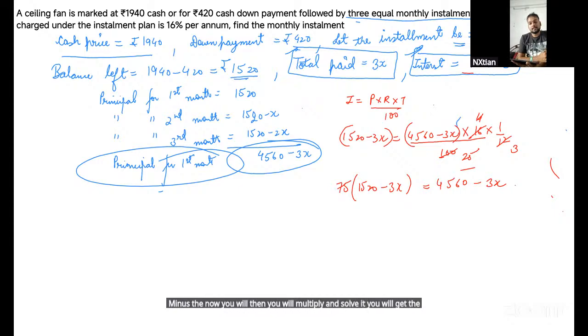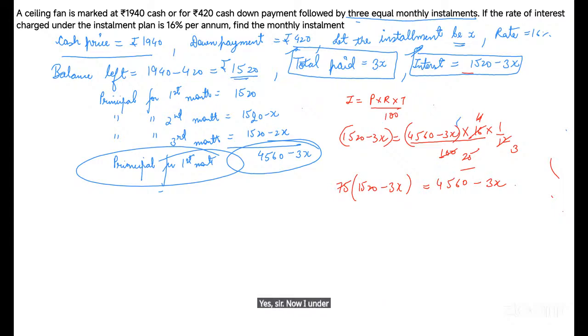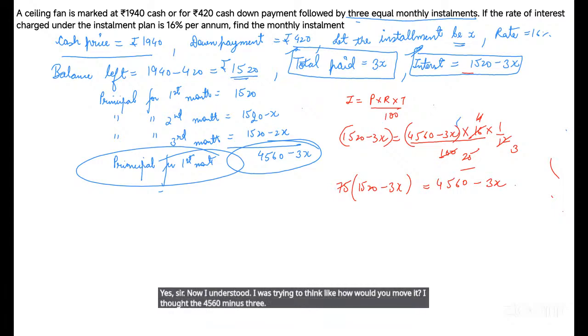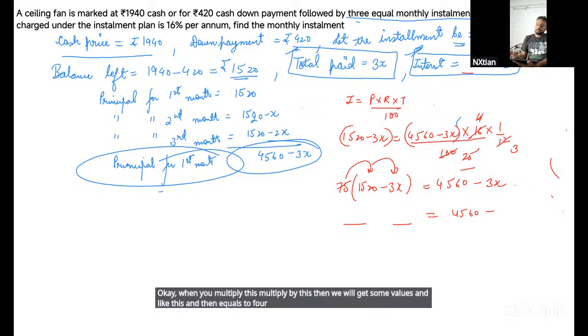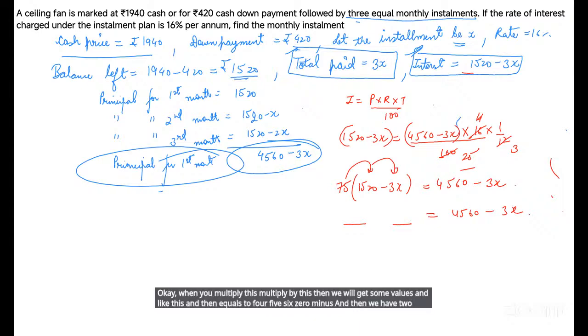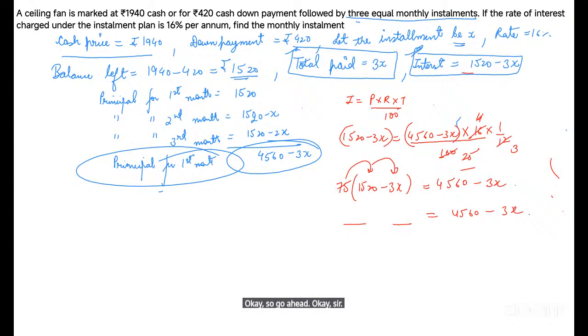Did you understand, guys? Joshua, Abigail, everyone understood? Yes, sir. Now I understood. I was trying to think how you would move it. I thought the 4560 minus 3x would go in the denominator. No, no, we have to multiply this and this. When we multiply this by this, we will get some values, equal to 4560 minus 3x. Then we have to do the shifting part. Okay, sir. Got it.